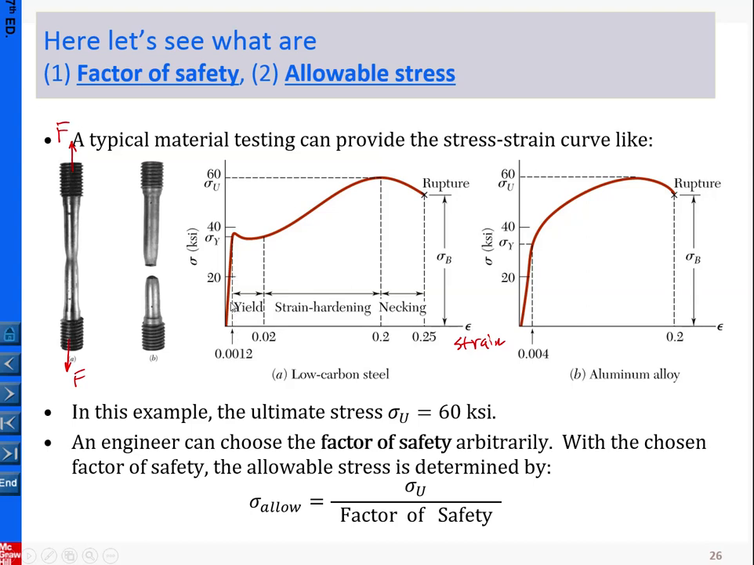Anyhow, the loading machine will record the loading history. For a ductile material, for example low carbon steel, the loading behavior will be like this: initially it increases linearly, at a certain point begins to drop down, then gradually goes up to a certain maximum point, and then the curve goes down. We record the maximum stress that occurred during the loading process, and it is called sigma U. U means ultimate.